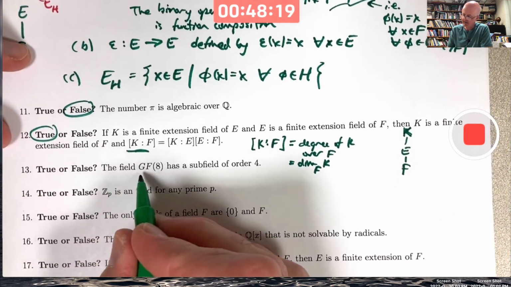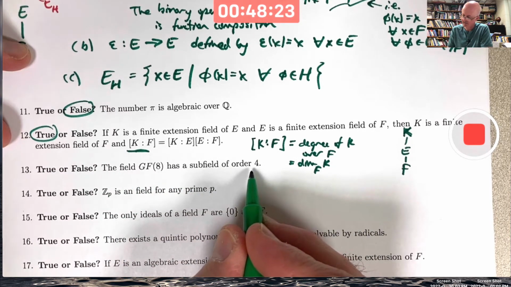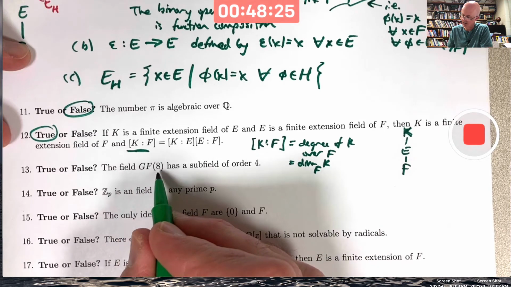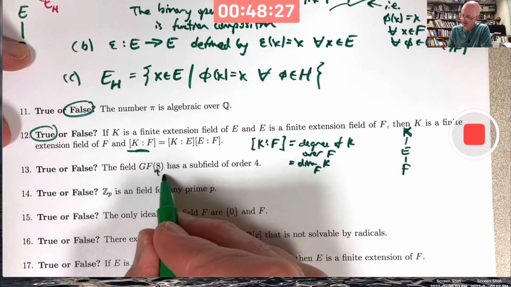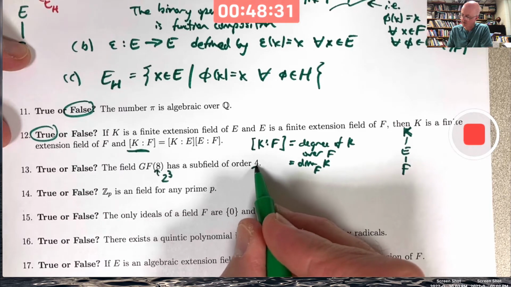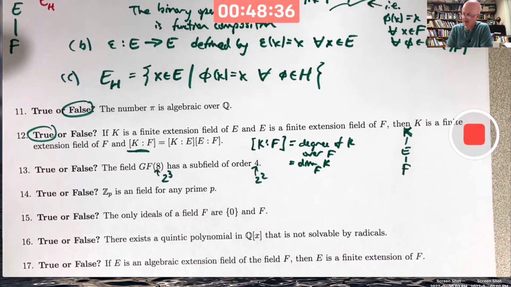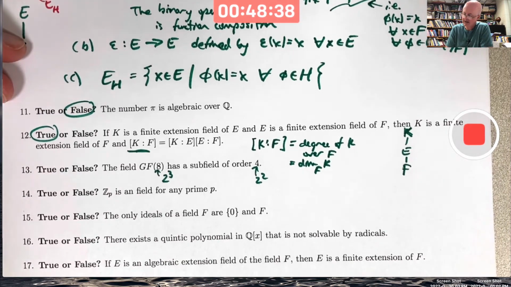True or false, the field with 8 elements has a subfield with 4 elements. Galois field of order 8, which is 2 cubed, has a subfield of order 4, which is 2 squared. You might think that since 4 divides 8, the answer is true. But actually the answer is false.